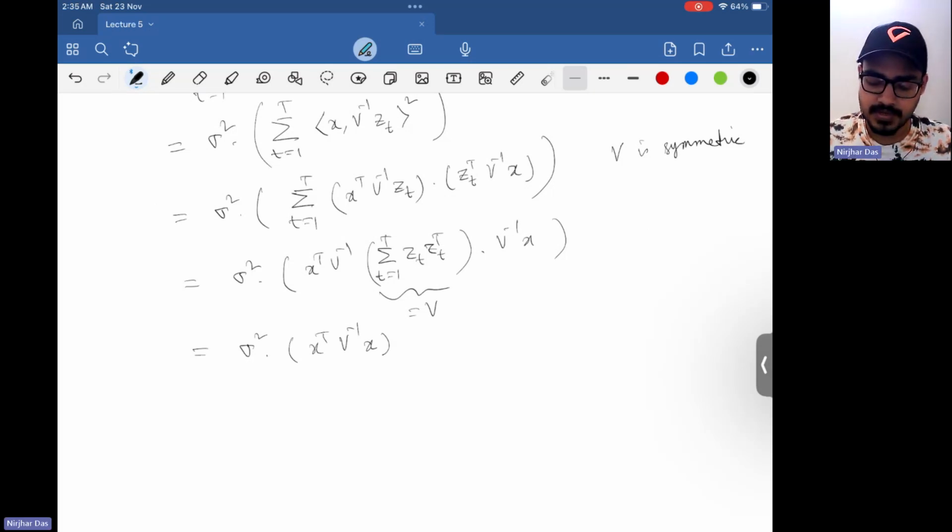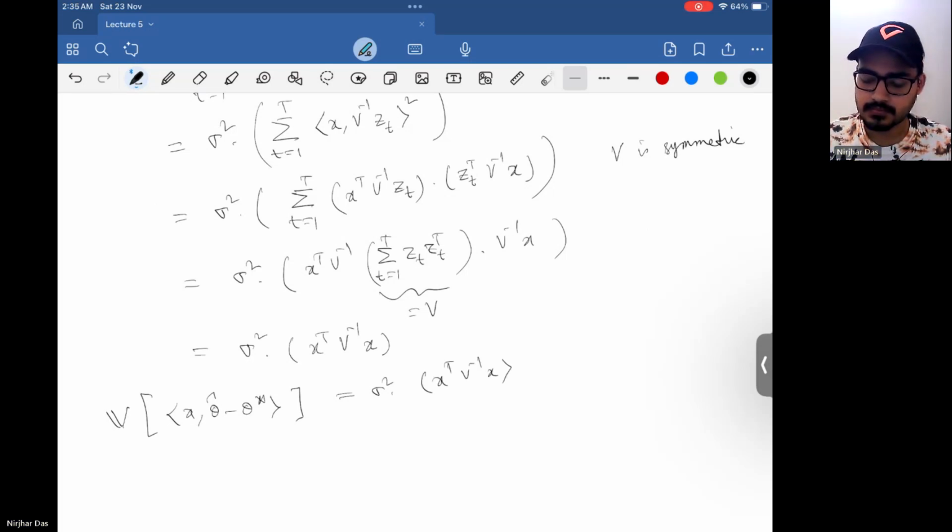So essentially what we have shown is that the variance of the quantity x transpose theta hat minus theta star is equal to sigma square, which is the variance of the noise, times x transpose V inverse x. And this is for all x in P. In fact, for any x.